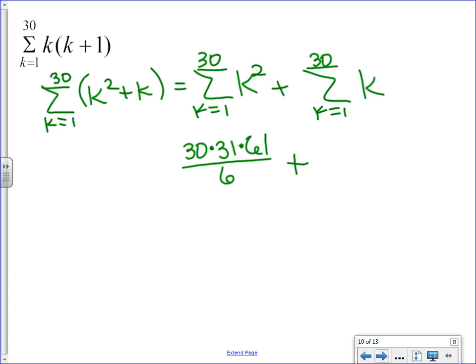So it's 9,455. He did it on his calculator. Cheater! You can't use your calculator on the test, bro. When we sum up k, it's n times n plus 1 over 2. So 310 plus 155 is 465.